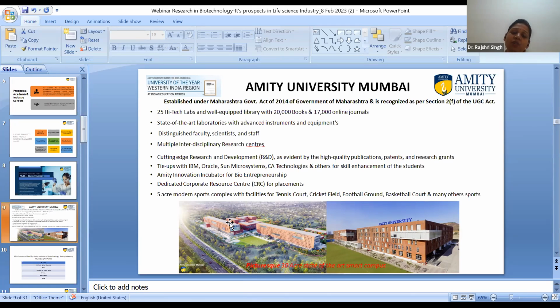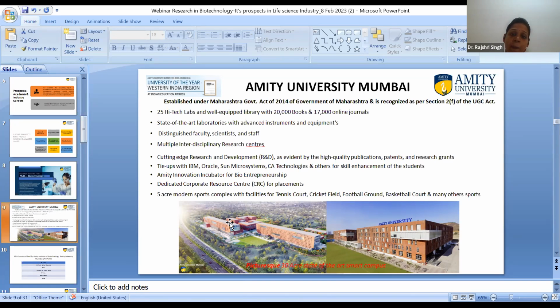We have an MIT Innovation Incubator for bio-entrepreneurship. We have the CRC, that is the Corporate Research Center, for placement, and we have a modern 5-acre sports complex and, as you can see in this picture, a big complex of MIT University, Mumbai, with a picturesque environment around it.